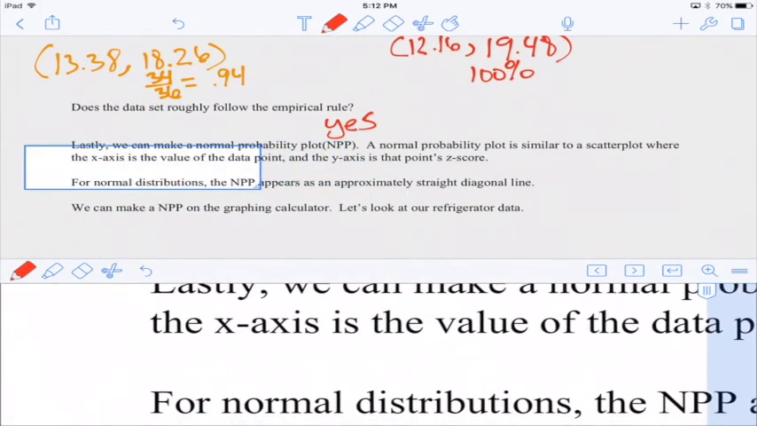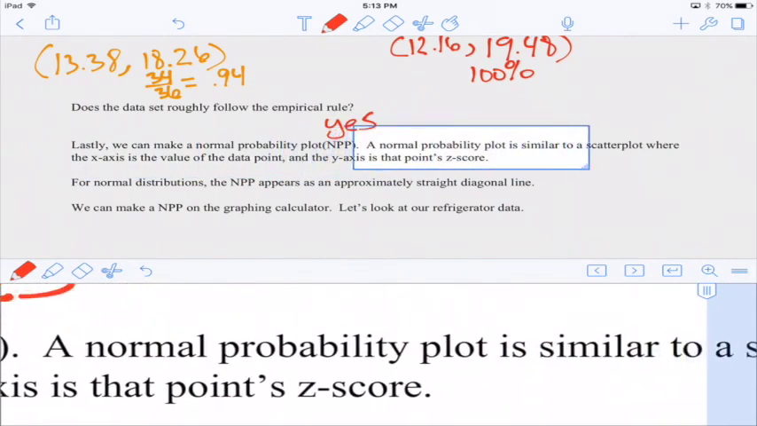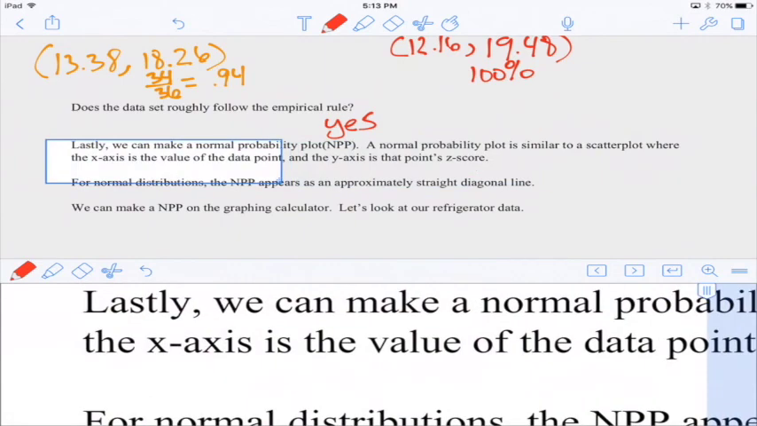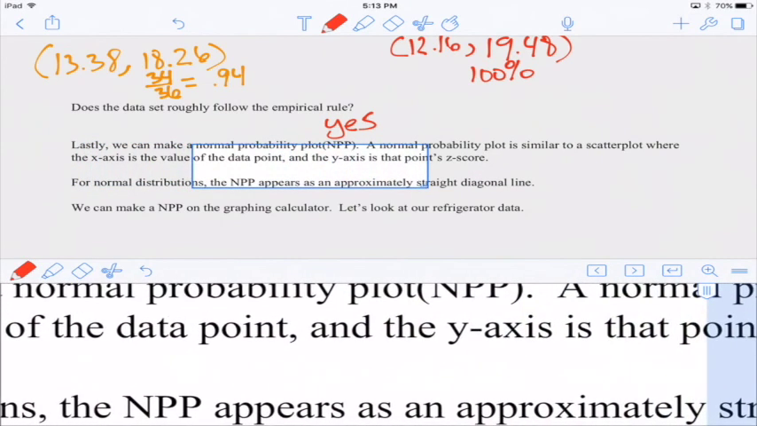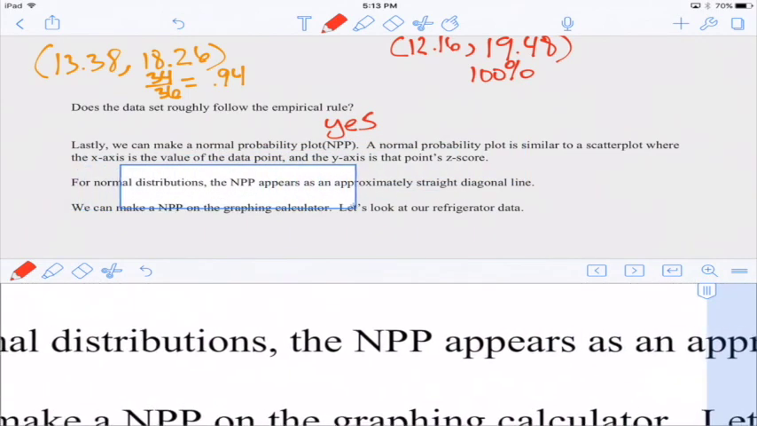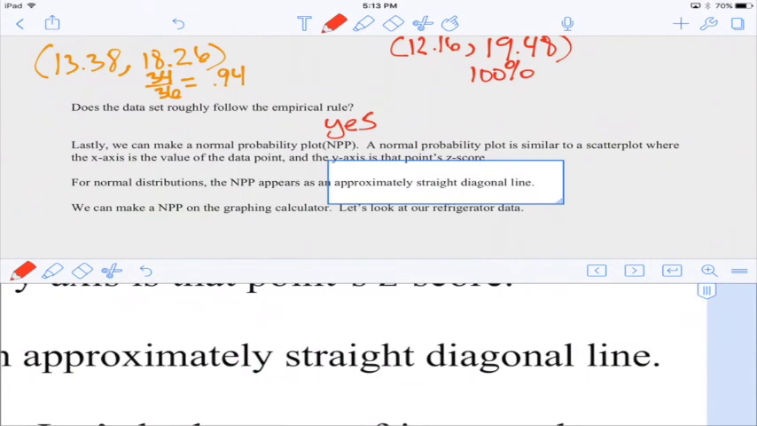And then we can use a normal probability plot. A normal probability plot is similar to a scatter plot, where the x-axis is the value of the data point and the y-axis is the point's z-score. For normal distributions, the normal probability plot appears as an approximately straight diagonal line.